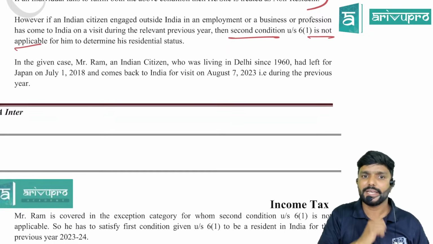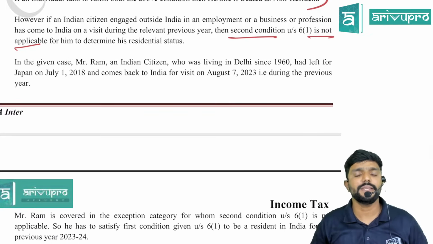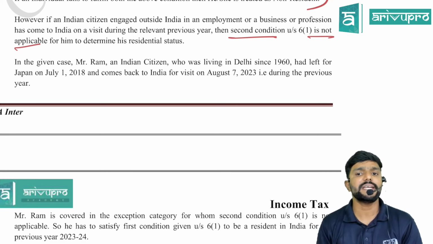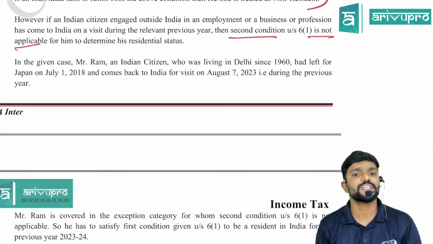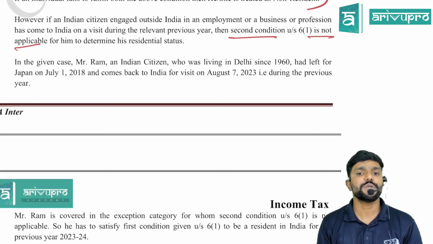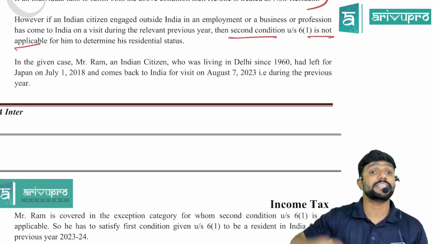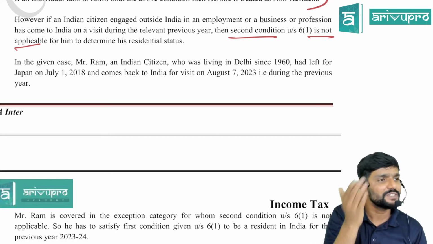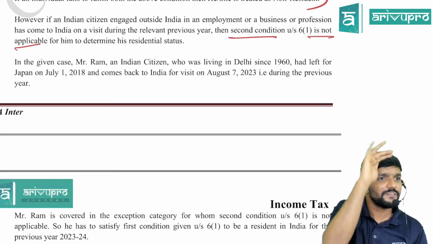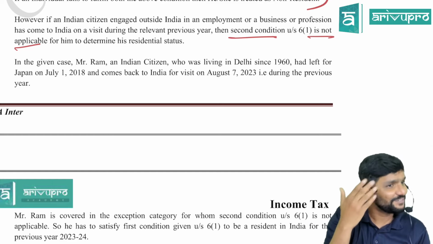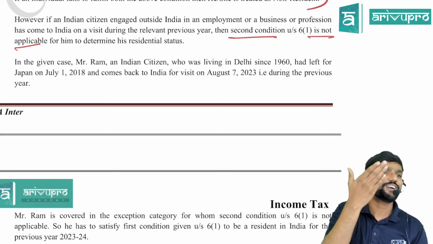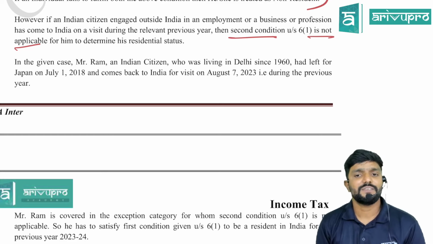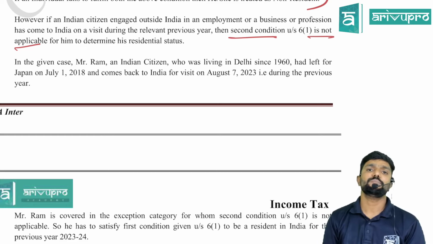Okay. In the given case, coming back to the facts now. In the given case, Mr. Ram, an Indian citizen who was living in Delhi since 1960, had left for Japan on 1st July 2018 and came back to India for a visit. Sir, what is it? Visit. So if you are coming back for a visit, obviously you have an intention to go back. So there you have left something and came. What is that, sir? Family? No. So something is there for you. Okay, that is source of income. Yes. On August 7, 2023, that is during the previous year.